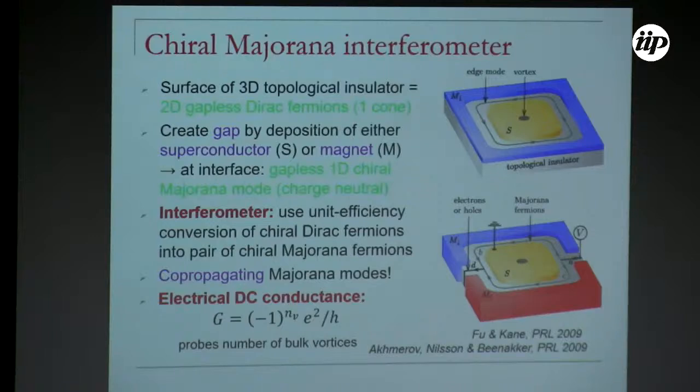So at low energy scales, because there is a gap both in the magnetic region and in the superconducting region, the only modes you have are these chiral Majorana modes. So there's no other way than that this Dirac fermion channel will split into the two chiral Majorana fermions. And that should work with unit efficiency if you are at low enough temperatures. And so the incoming Dirac channel is injected, goes around, and then with unit efficiency, it goes out again.